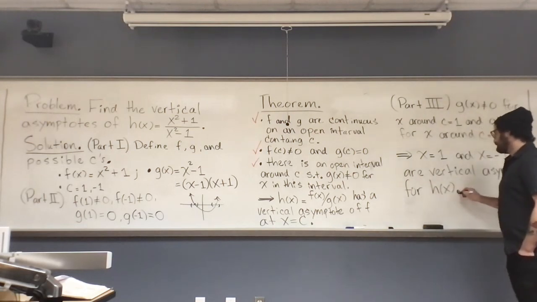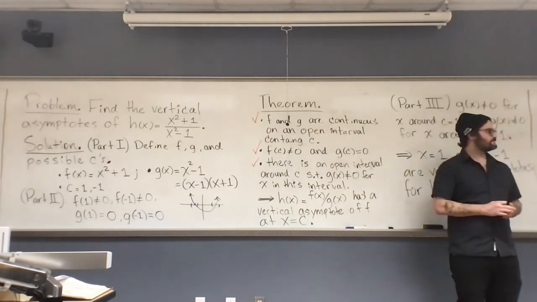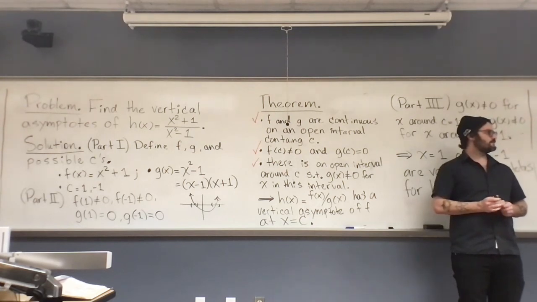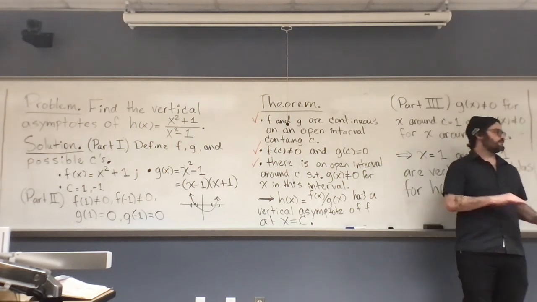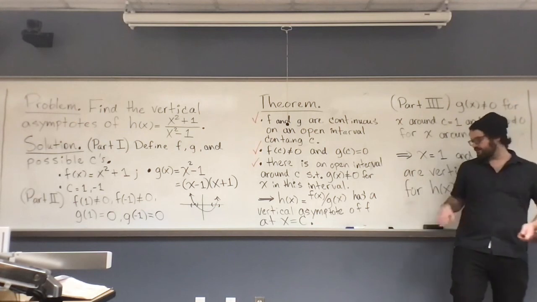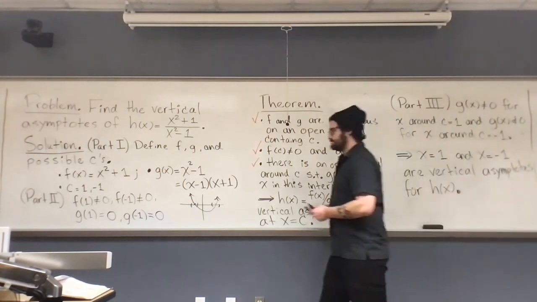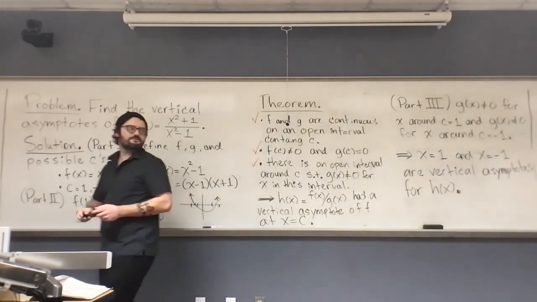Just a weird question. What happens if the graph is going horizontal? That'd be a horizontal asymptote, and we'll get to those sometime soon.